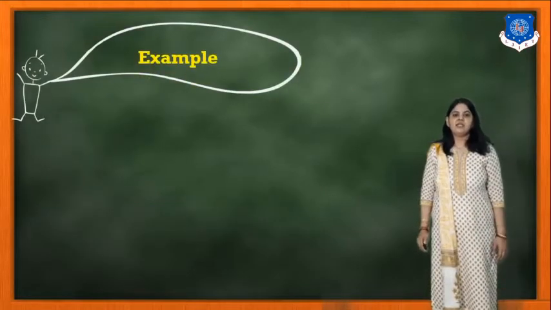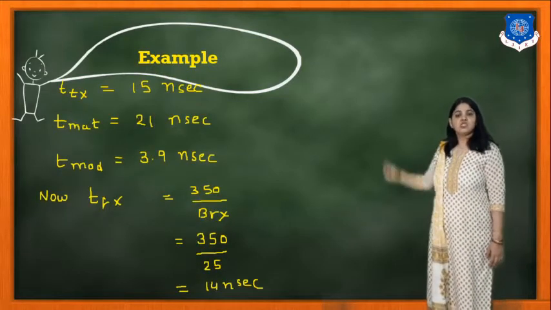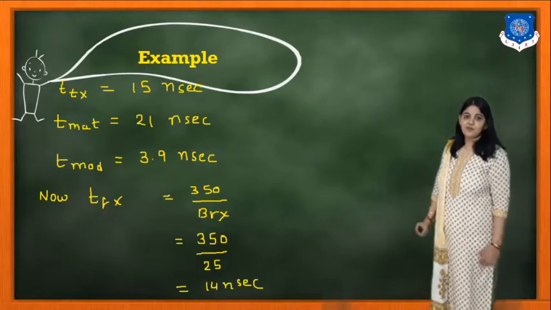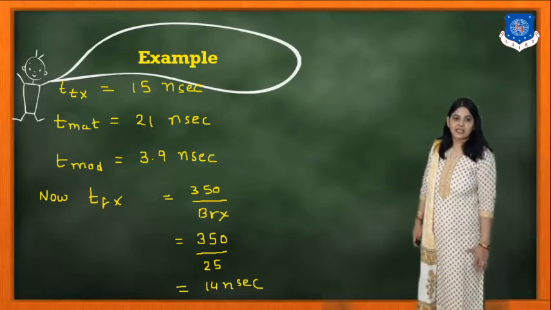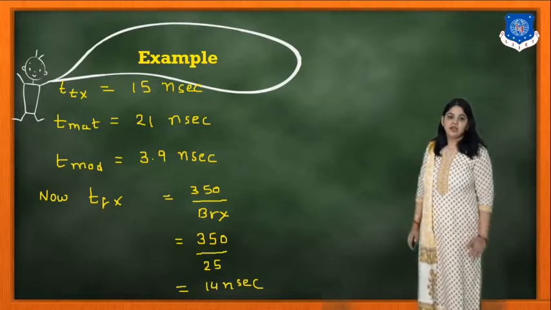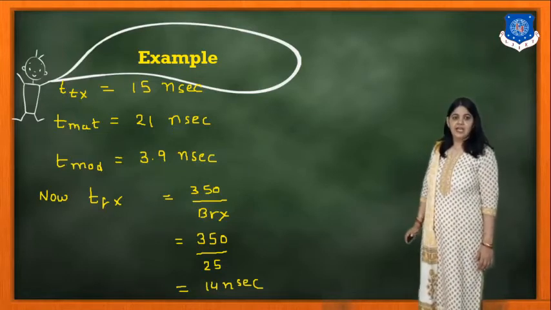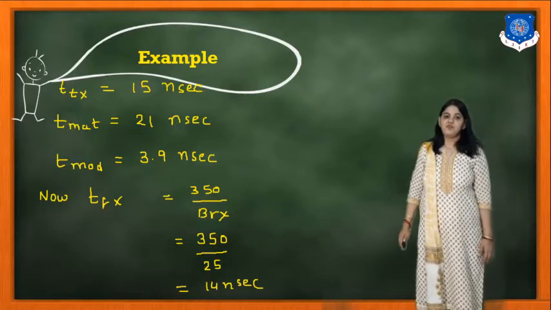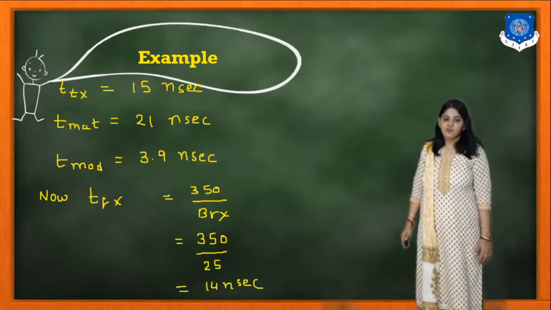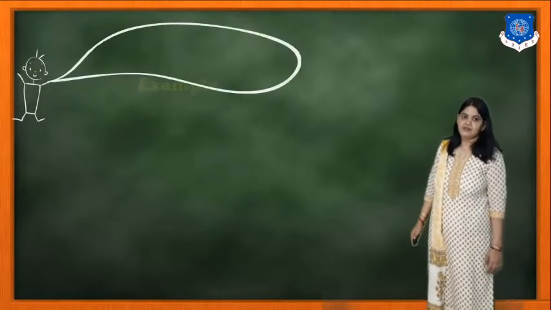So now we can use the various equations. What is the TTX? It is 15 nanoseconds. T_material is 21 nanoseconds. T_mode is 3.9 nanoseconds. According to the equation, TRX is equal to 350 upon B_RX. So it is 350 upon 25, so the answer is 14 nanoseconds.